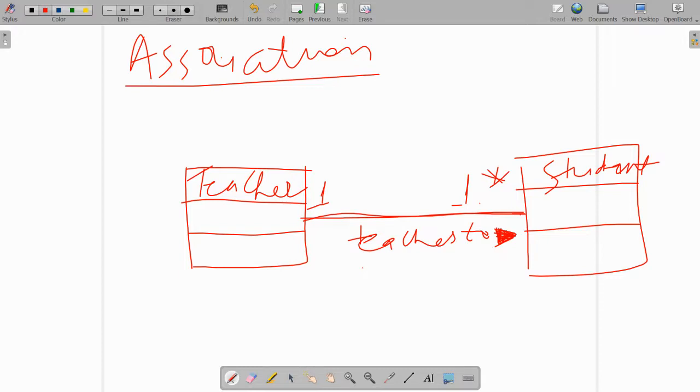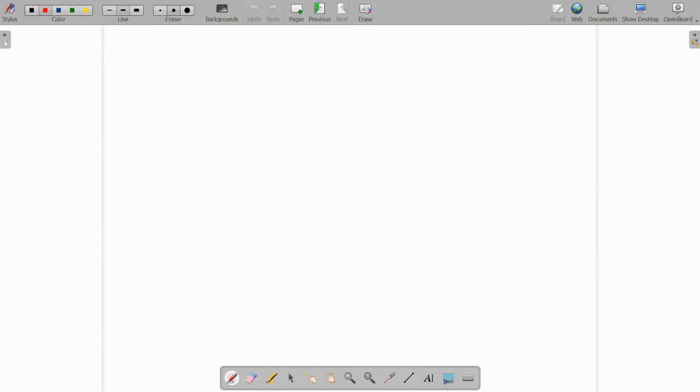So this is a simple association. And now, the dependency we have already studied. You can show the dependency if I am having the class of an employee.